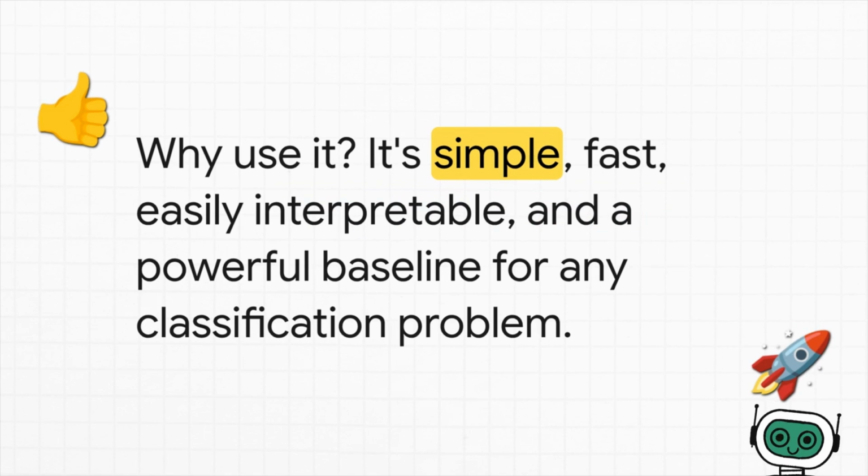So why do engineers and data scientists love this algorithm so much? Because it's simple, it's fast, and it's highly interpretable, meaning you can actually look inside and understand why it made a certain prediction. It's an absolutely essential and powerful baseline for any classification problem.